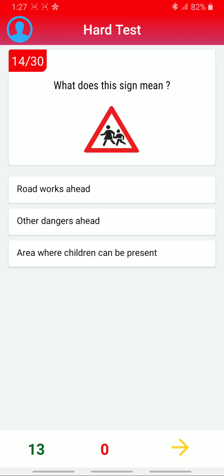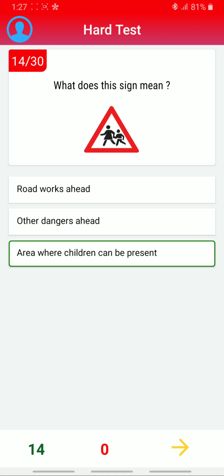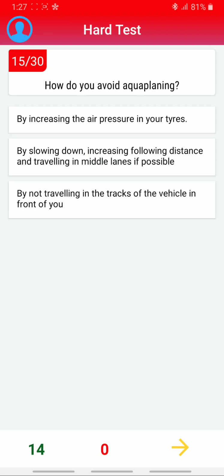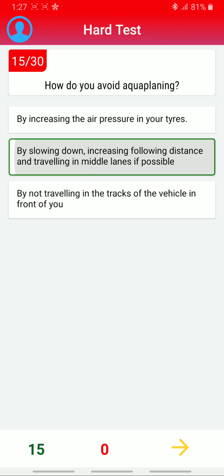Next question. This one is also very important and a very common question. Of course, there is a school or children in that area. So the answer would be option C. Next question. How do you avoid aquaplaning? By increasing the air pressure in your tire, by slowing down, increasing following distance, and traveling in the middle lane if possible, by not traveling in the tracks of the vehicle in front of you. I think the second option is correct.